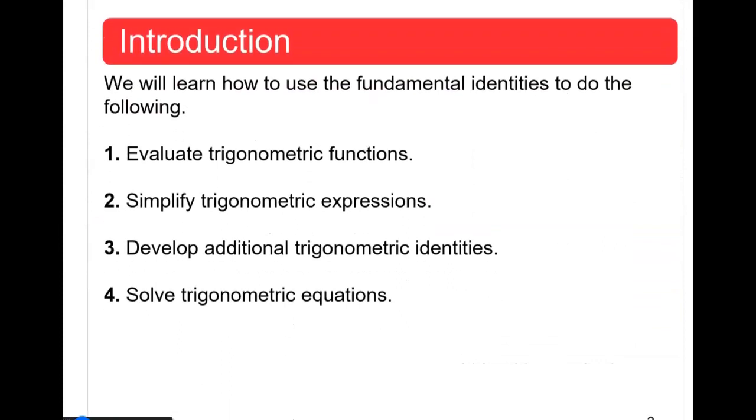Okay, so how are we going to do this? We're going to evaluate trigonometric functions. We're going to simplify trigonometric functions and develop some additional ones that are going to be derived from the fundamental ones. So the additional ones will come from the fundamental trigonometric identities, so we're going to extend our list. And then, of course, this will also help us to solve trigonometric equations. In this chapter, we're going to do more of simple manipulation of the identities and then use them to our convenience to solve trigonometric equations.